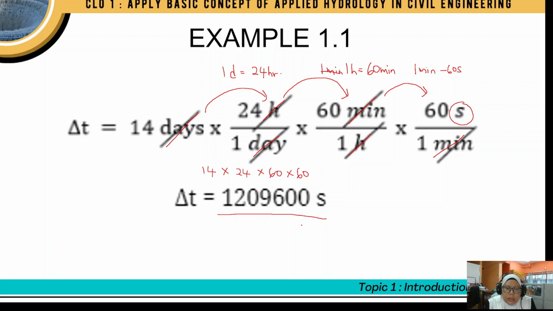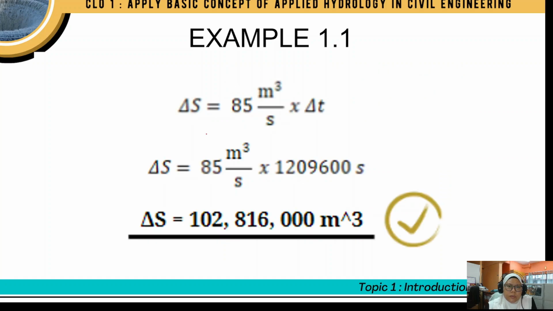So you will get delta T equals 1,209,600 seconds. So based on the delta T we have calculated, we can obtain delta S, which is 85 m3 per second times 1,209,600 seconds. So the final answer is 102,816,000 meter cube. So this is your delta S. That's all.